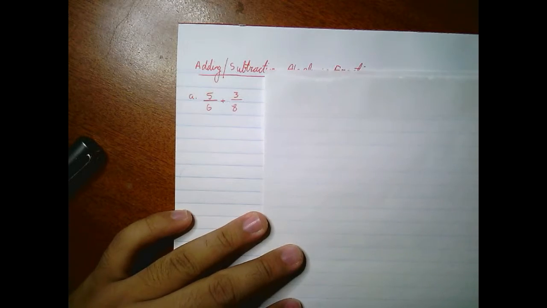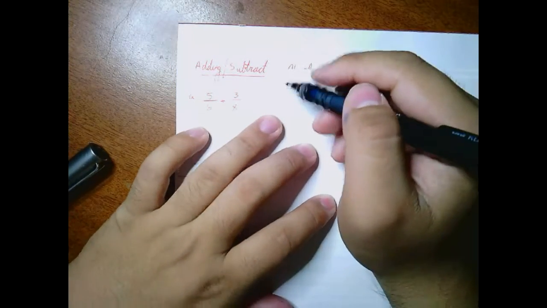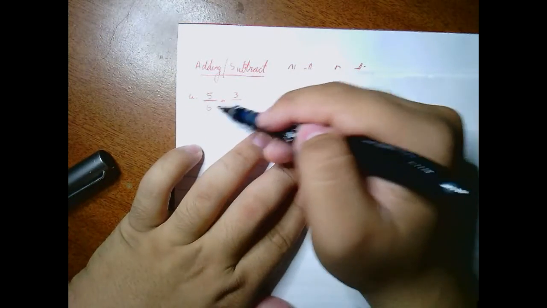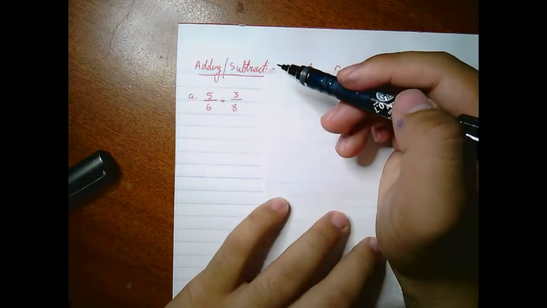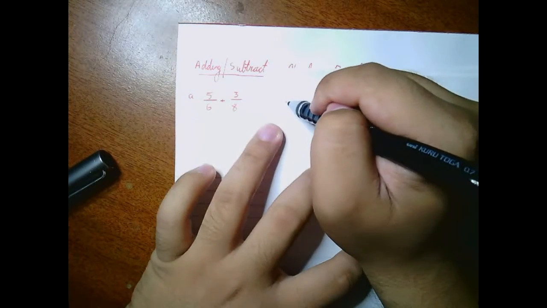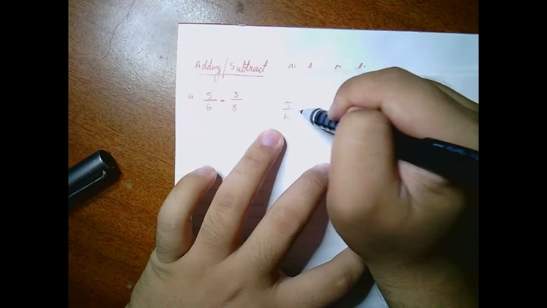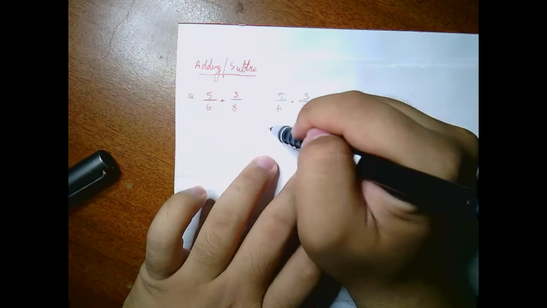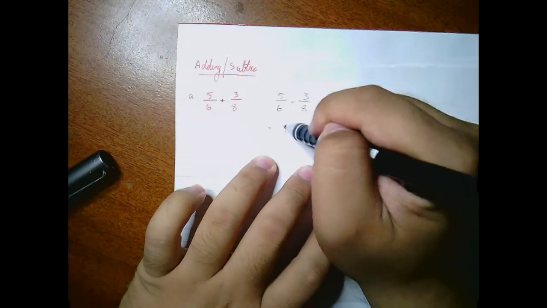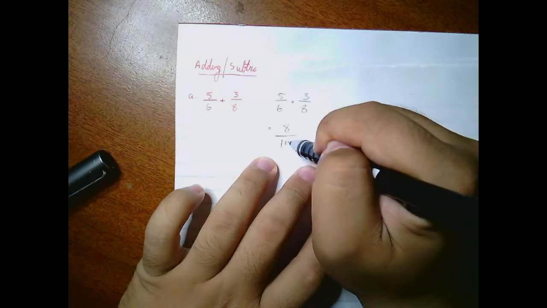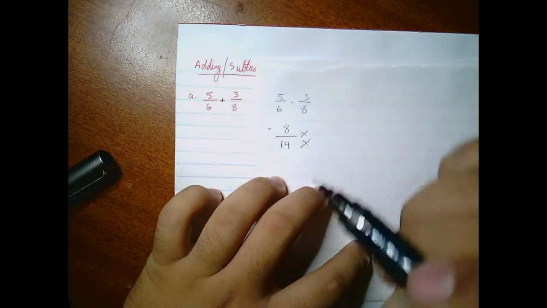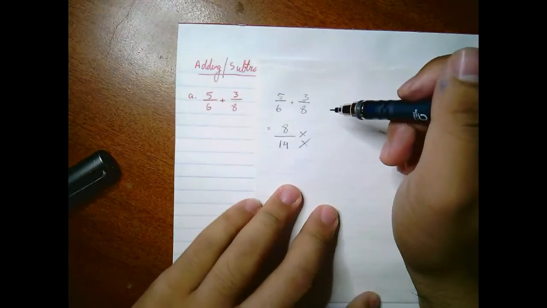Just so you know, before we begin, if you don't remember, when it comes to fractions, they must have the same denominator before we can add them. By that I mean, if you thought that 5 over 6 plus 3 over 8 becomes 5 plus 3, 8 over 14, this is very, very wrong. If you don't remember that, remember it now.